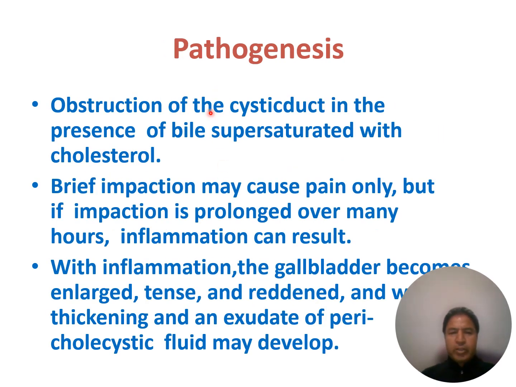Pathogenesis: obstruction of the cystic duct in the presence of bile supersaturated with cholesterol. Brief impaction may cause pain only, but if impaction is prolonged over many hours, inflammation can result. With inflammation, the gallbladder becomes enlarged, tense, reddened, and thickened, and an exudate of pericholecystic fluid may develop.